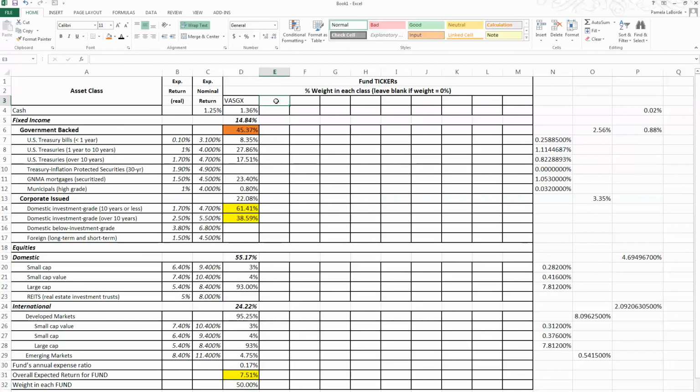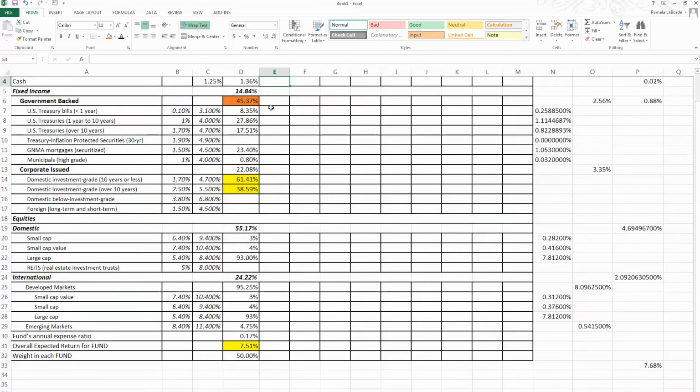So what I would do is this whole process for his second fund, which is the VISGX, the Small Cap Growth and Index Investor Fund. I've actually already looked up those numbers. They have a very minimal amount in cash, 0.3%. They have no fixed income.